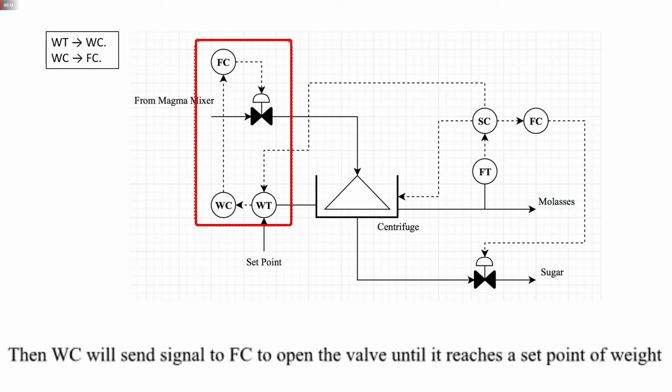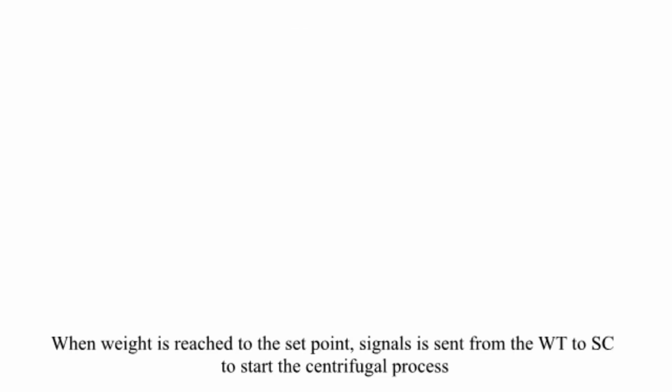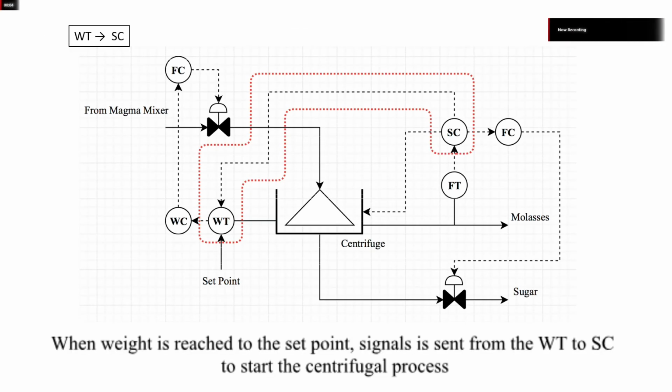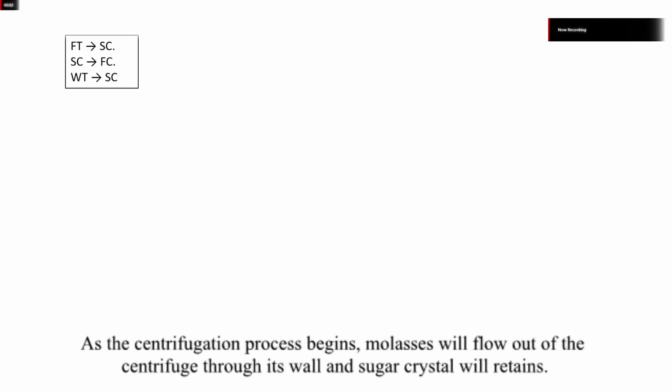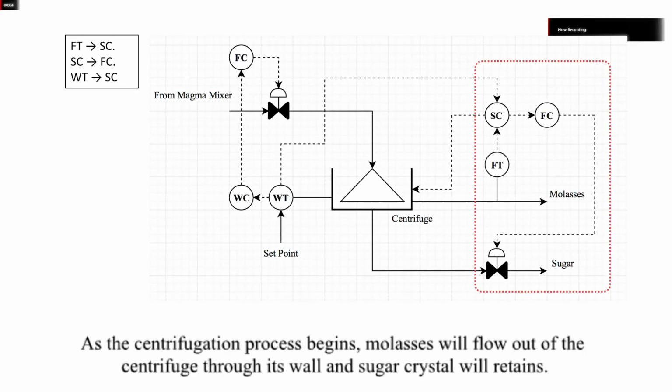Then, the weight controller will send a signal to the feed controller to open the valve until it reaches the set point of weight. When the weight of the massecuite has reached the set point, a signal is sent from the weight transmitter to the speed controller to start the centrifugation process. As the centrifugation process begins, molasses will flow out of the centrifuge through its wall and sugar crystals will be retained.